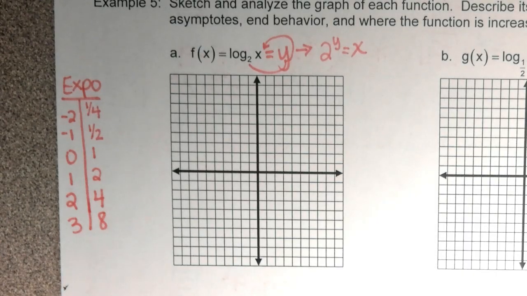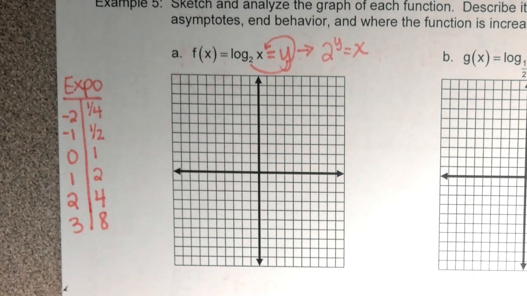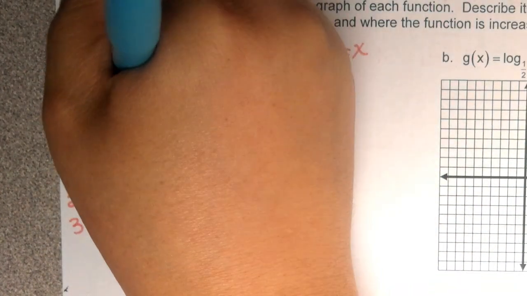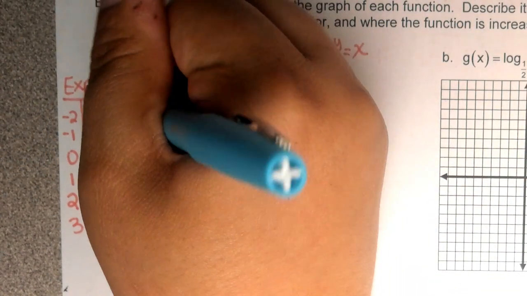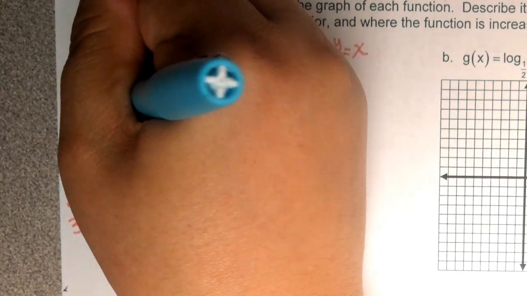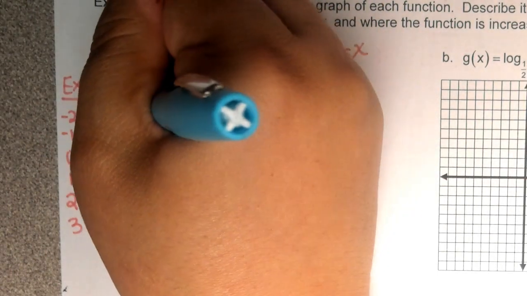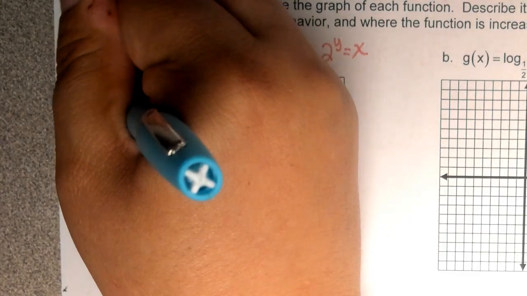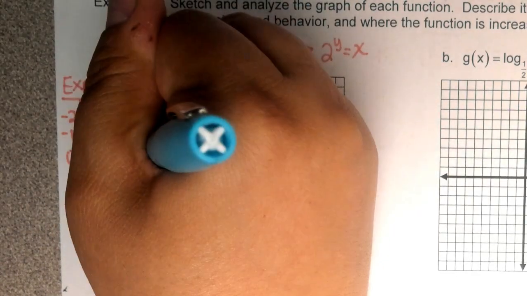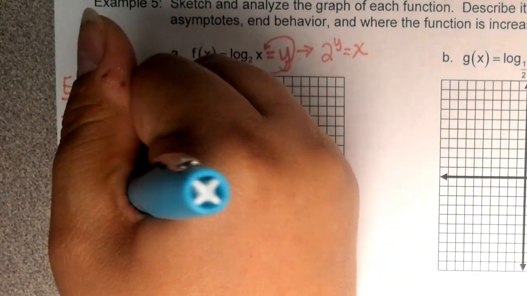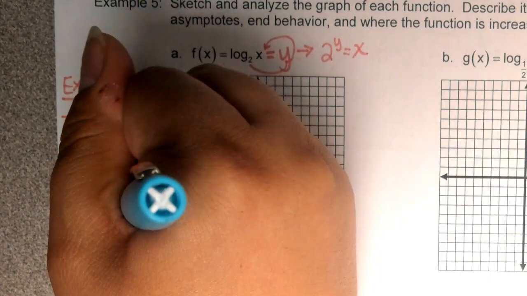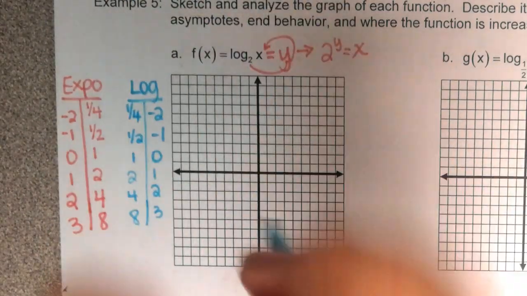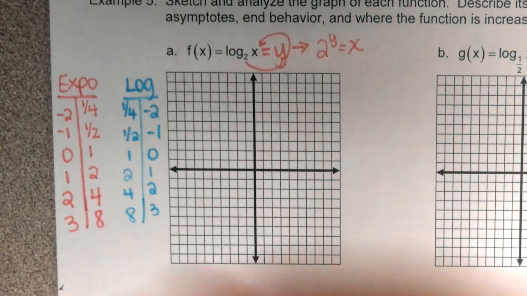All right, but I'm not going to graph this. Why not? Because that's the exponential. What do I need to do? Flip the x's and y's to get my log. So 1/4, -2; 1/2, -1; 1, 0; 2, 1; 4, 2; and 8, 3. And plot these points, please.